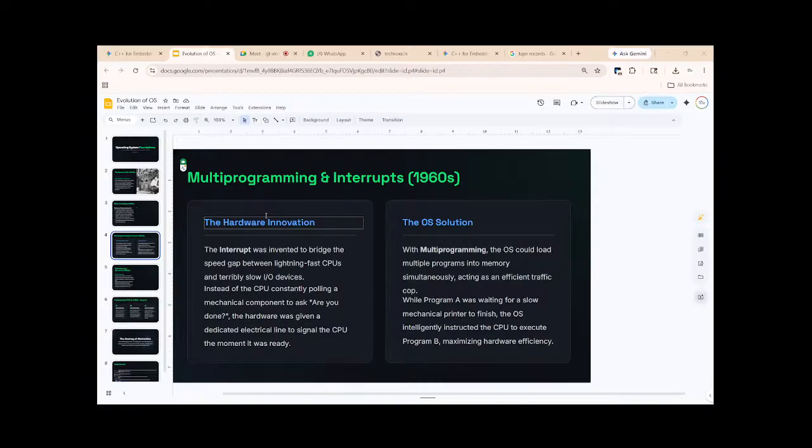Then in the late 1960s came a hardware innovation, the interrupt. Do you know what an interrupt is? Anyone? You all know what an interrupt is. You will be using it everywhere.